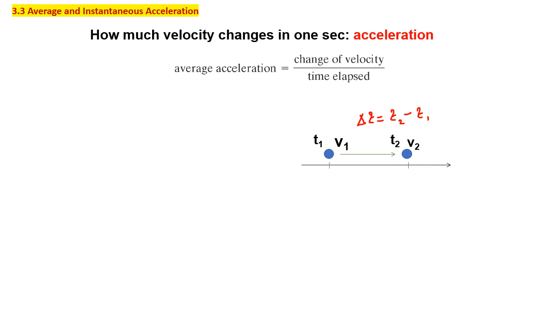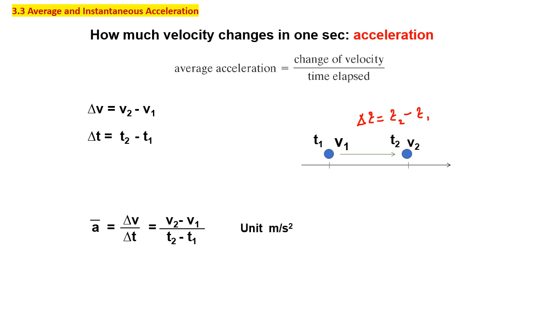So how to find average acceleration? We find the change in velocity, which is v2 minus v1, delta v, divided by the time taken, delta t. So the average acceleration is delta v by delta t, which is equal to v2 minus v1 by t2 minus t1. The unit is meter per second square.